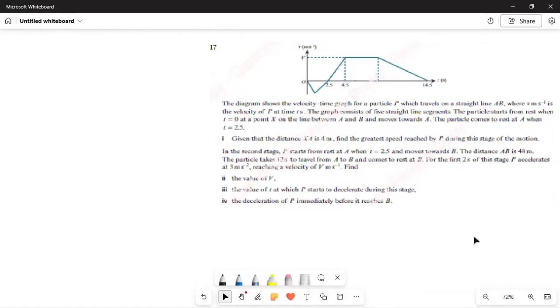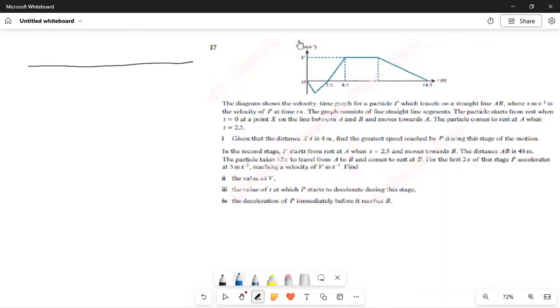We will read question number 17, chapter 1, mechanics. This is the last question of this exercise. This question statement is quite long, but the question is easy. This is the velocity time graph for a particle's movement shown here. You can see that it was moving on a straight line.